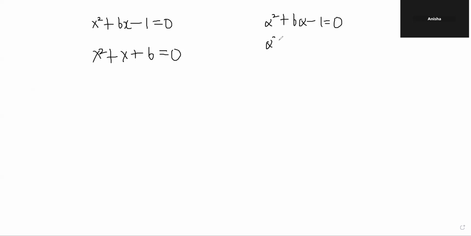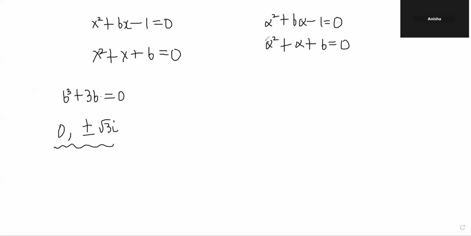So option B. Okay, that is correct. You should get finally an equation like b cube plus 3b is 0. And then you will say that the roots are 0 or plus minus root 3i. 0 is not in the options, so you will say minus i root 3. So this standard method you should know, right? The method is simple.